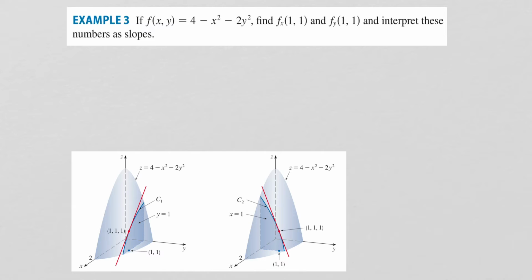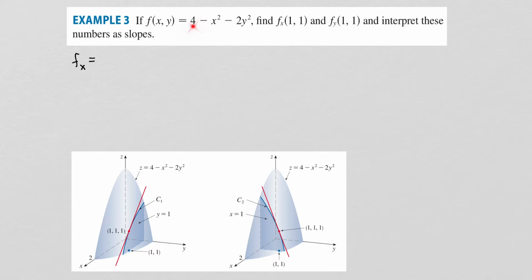So for this next example, we're going to compute the partial derivatives and evaluate it at the point (1, 1). And then we're going to interpret these values as slopes. So first of all, let's find the partial derivative with respect to x. So I'll just write f_x here.